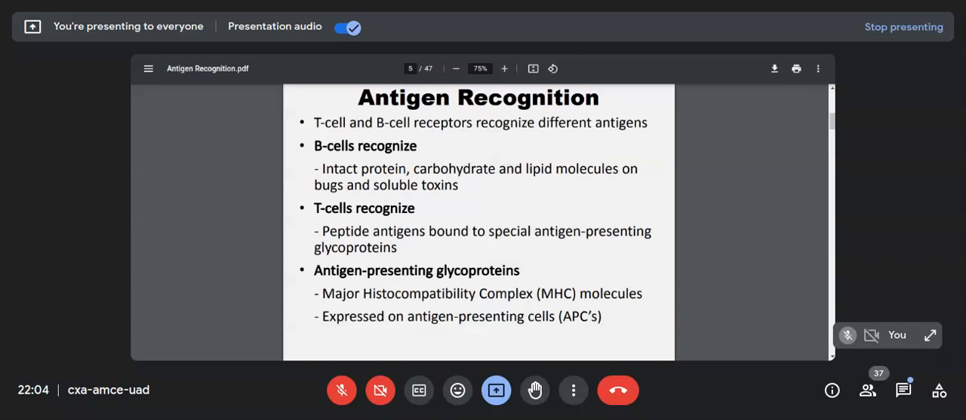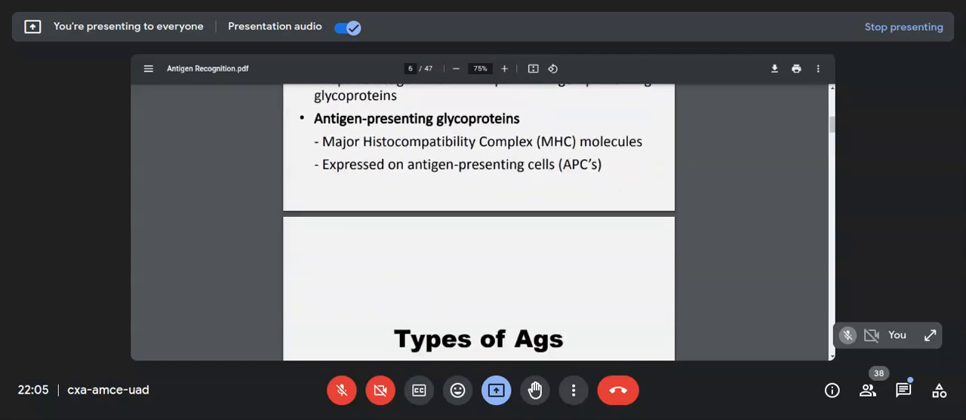And it can only be found on what? On antigen presenting cells. Mostly, if I put it that way. It can be found on all cells, but my emphasis is on antigen presenting cells. So I'm going to differentiate on that point. Take note of that. Antigen presenting cells have an MHC molecule.